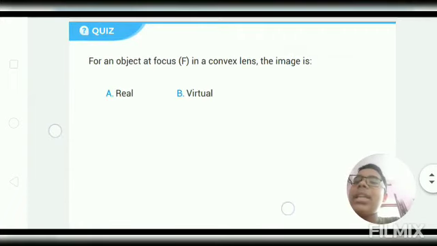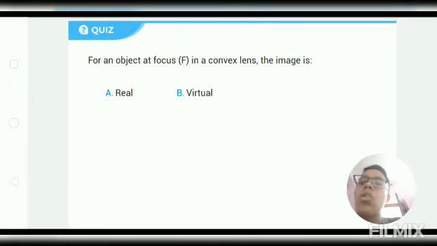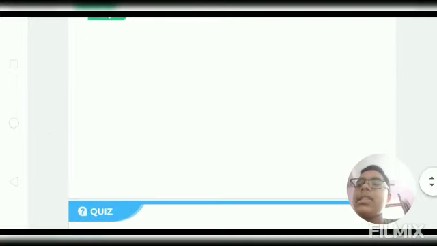For an object at focus in a convex lens, what is the nature of the image? Is it real or virtual? When the object lies at the focus of a convex lens, what is the nature of the image? Time ends in 5, 4, 3, 2, 1. We get a real image.